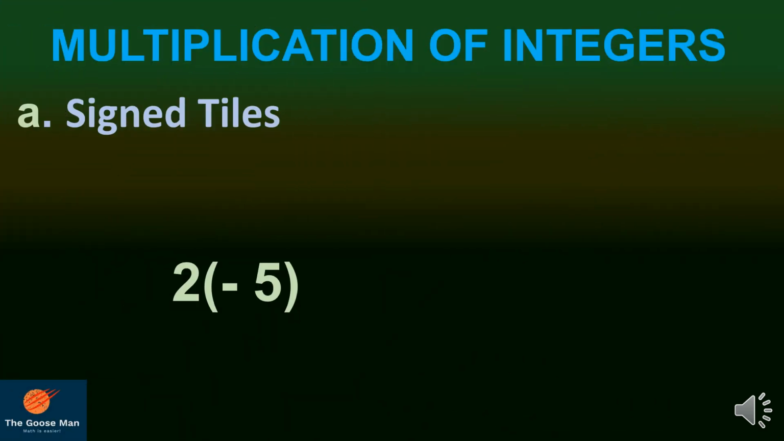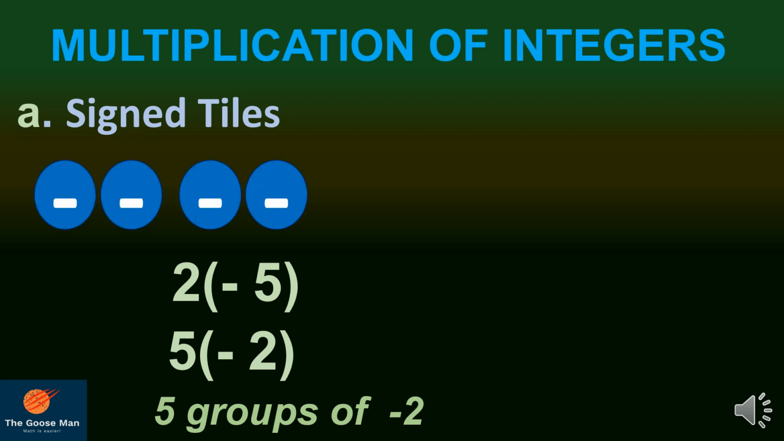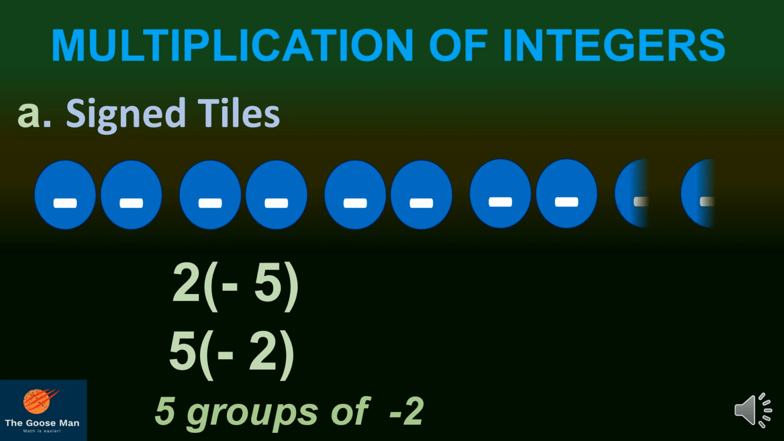Let's have another example. What if I have 2 times negative 5? By the commutative property of multiplication, I have 5 times negative 2. So it means that I have 5 groups of negative 2. Again, I have 1, 2, 3, 4, and 5. So I have 5 groups of negative 2, which by counting is equal to negative 10.